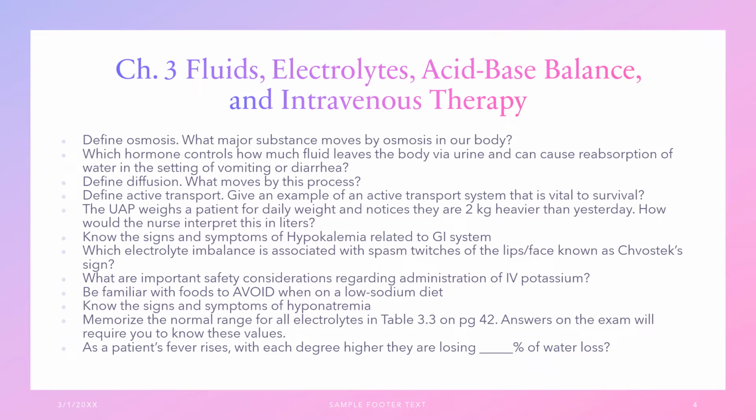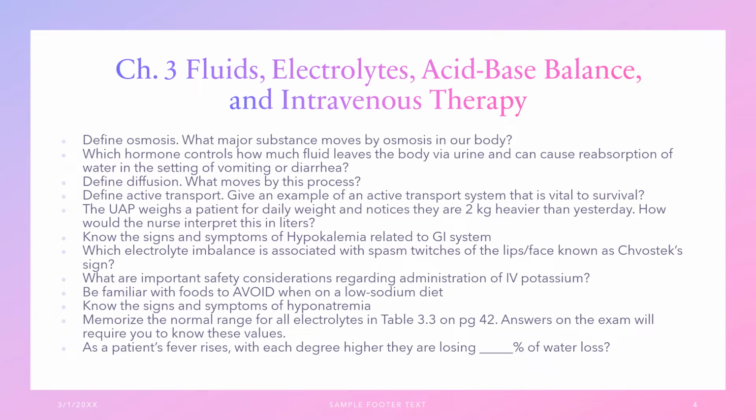Which electrolyte imbalance is associated with spasm twitches of the lips and face, known as Chvostek's sign? We can also find that on page 43, and that is going to be the imbalance of hypocalcemia, which can be identified with a positive Chvostek's sign or a positive Trousseau's sign.